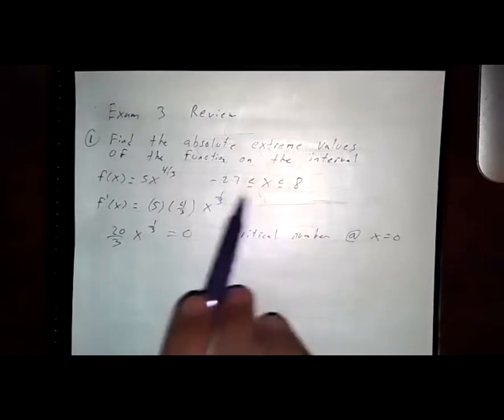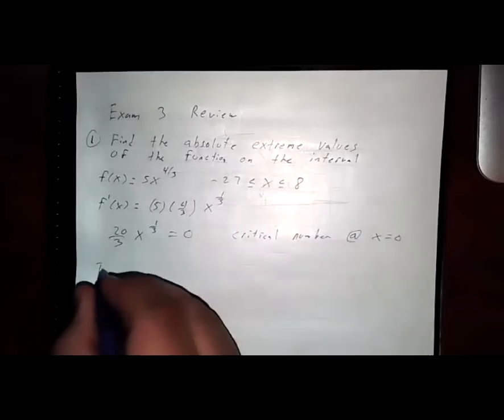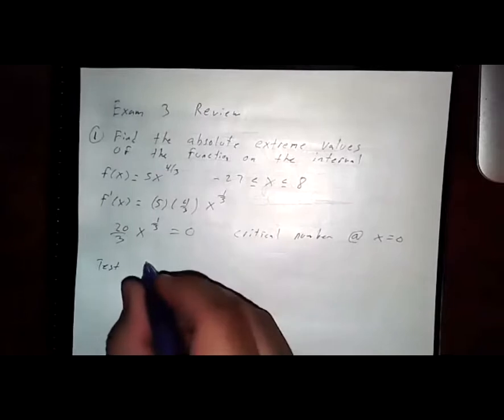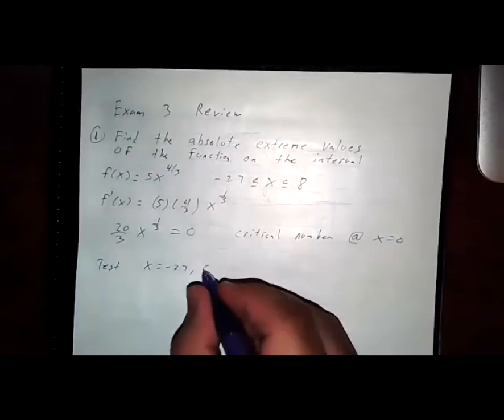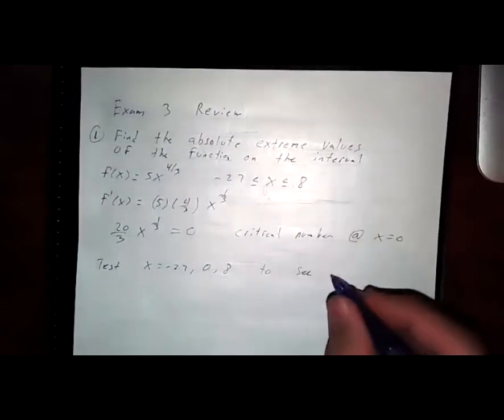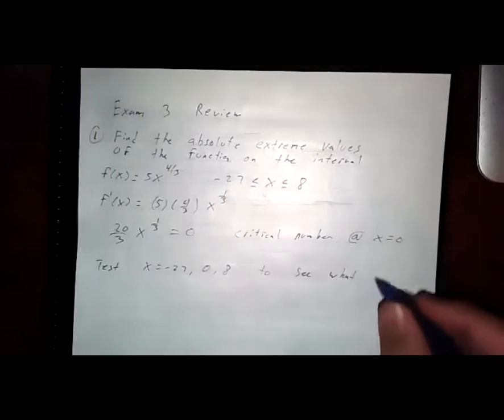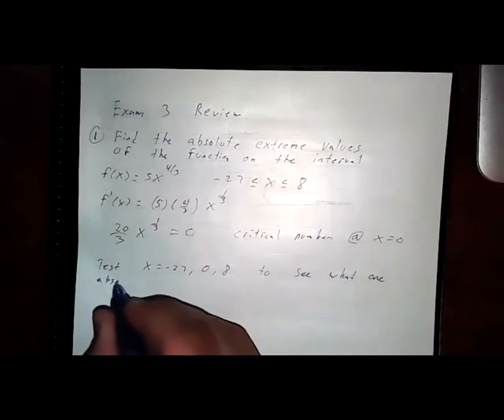Although we have a bounded region, meaning these could be maximums or minimums. So we have to test. So test x equals negative 27, 0, and 8 to see what are absolute extrema.